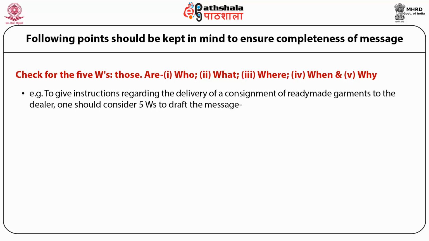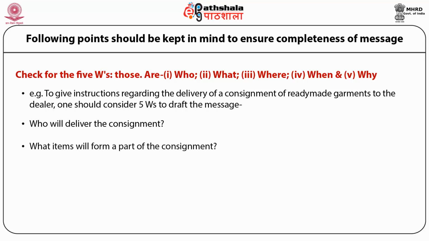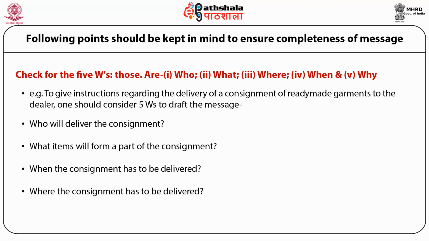For example, to give instructions regarding the delivery of a consignment of ready-made garments to the dealer, one should consider the 5 W's to draft the message. That is, who will deliver the consignment, what items will form the part of the consignment, when the consignment has to be delivered, where the consignment has to be delivered, and why it needs to be delivered on time with efficiency.